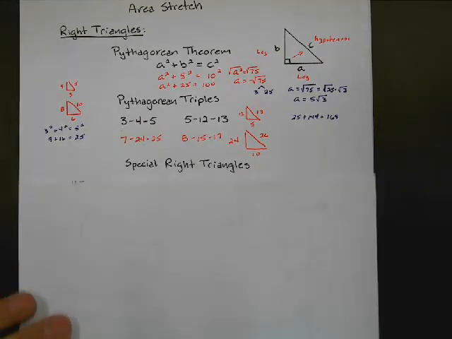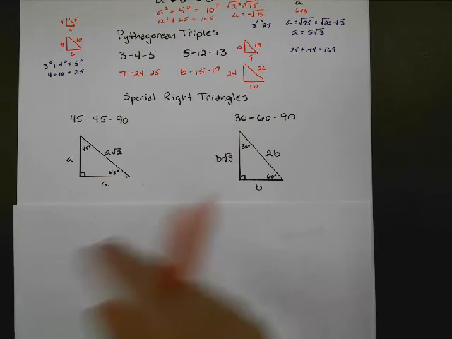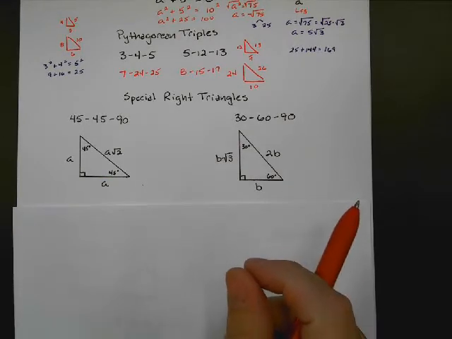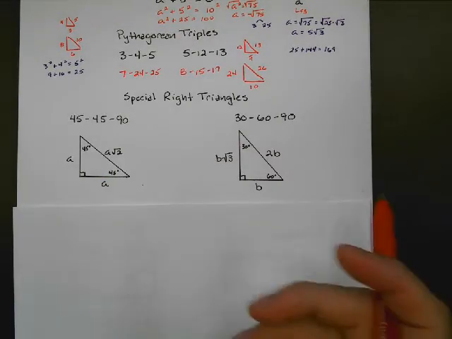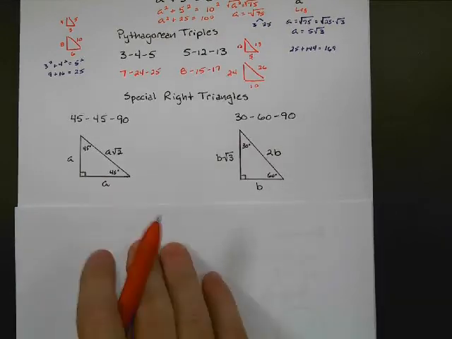All right, getting on to special right... All right, sorry, somebody came in my room. I'm kind of lost. I don't know what I was doing. Special right triangles, probably? Okay, special right triangles.